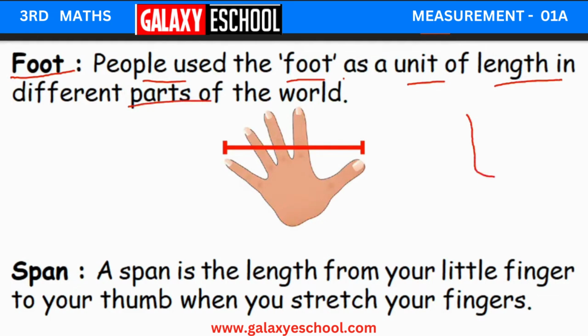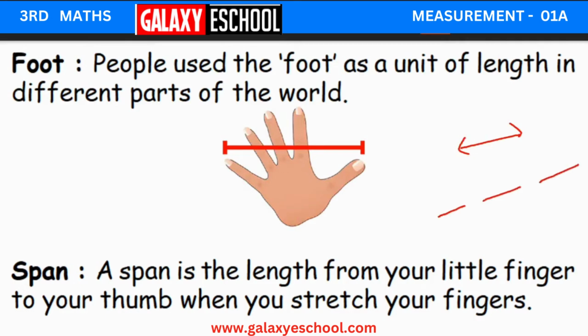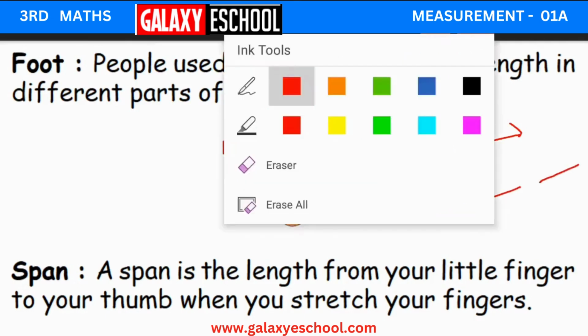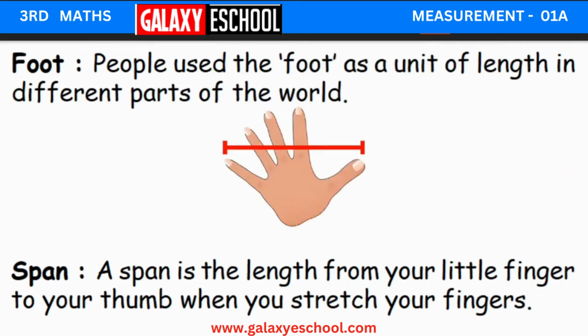What does foot mean? Yes children, we have our leg, right? So this whole area from our toes to our heel becomes 1 foot. It is called 1 foot. So in ancient days, what did people do? People used this foot as a unit of length. Yes, 1 foot, 2 foot, 3 foot, etc. Understand?